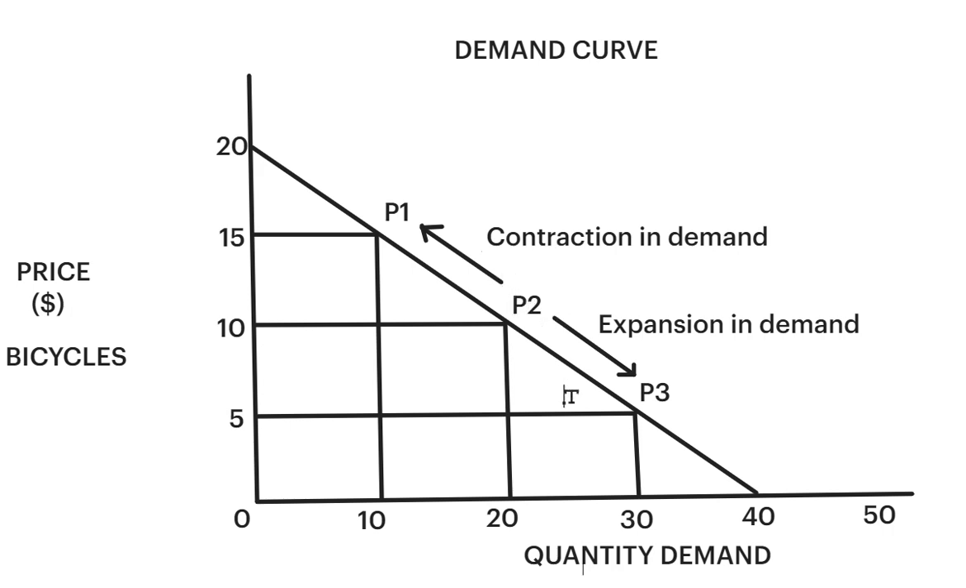Now, if you go from P2 to P3, you'll see that the line is labeled as an expansion in demand. Now this also has its own meaning. An expansion in demand occurs when the same product reduces in price and has an increase in demand. In this case, the price of a bicycle goes from $10 to $5. Same thing, just brought down by $5. And because of this, the quantity demanded goes from 20 people to 30 people. Because the price is reduced, the demand has increased.